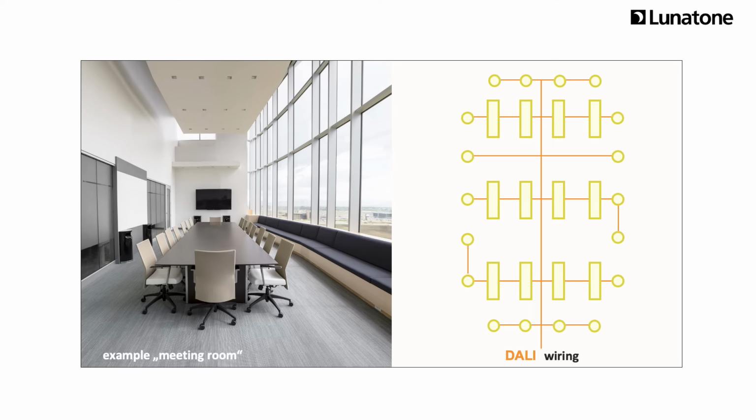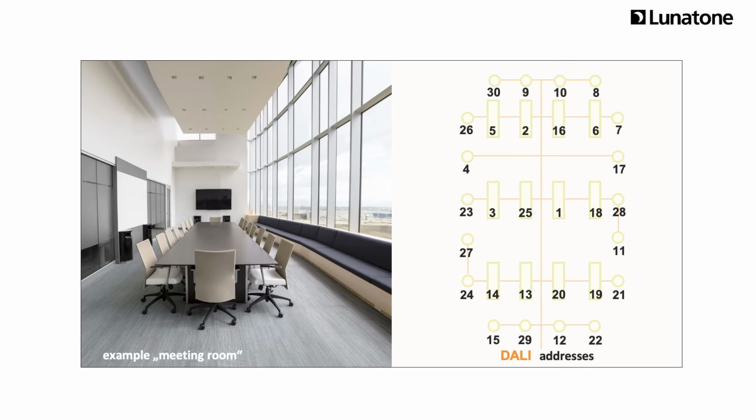Once everything is wired and ideally the functionality of the lights has been tested, the devices can be addressed with the DALI cockpit software. During the addressing process, each luminaire will receive an address at random. Next, the lights can be assigned to groups based on which luminaires should be controlled together.